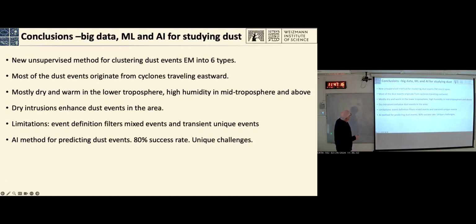And then I showed you a new unsupervised method for clustering dust events in the Eastern Mediterranean. Most of the dust events originate from cyclones that are traveling eastwards. We can find that as well. Mostly dry and warm in the lower troposphere, high humidity in the mid-troposphere and above. This is also a common feature. We found that dry intrusions can enhance dust events in the area. Some of the events are mixed, and then it's much more difficult to identify the specific events. So in our study, we looked at events that are well separated.